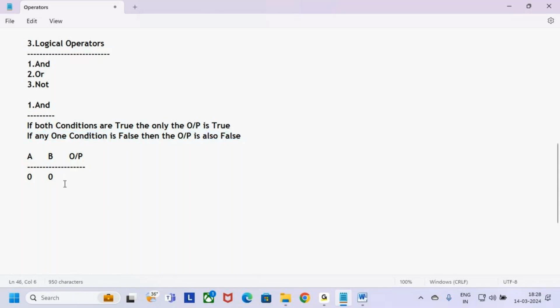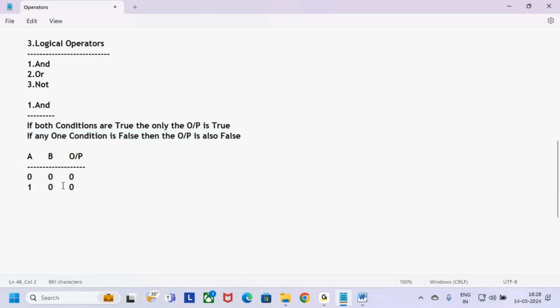Output is also false. So what's the output we'll get here? Output is false. And the next probability, first condition is true, but the second condition is false. One condition is true, one condition is false. I said that if any one condition is false, then what is the output? Then the output is also false.